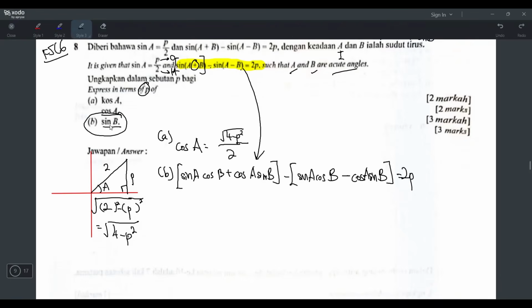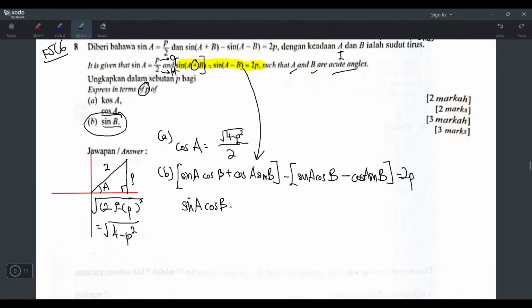This is what I'm trying to find, sine B. And I can see there's a sine B here, right? But I think I have to open this bracket first. Yeah, because there's a minus here, right? So when you open this bracket, everything inside this bracket has to change sign, tukar tanda. And I can see something can potong already.